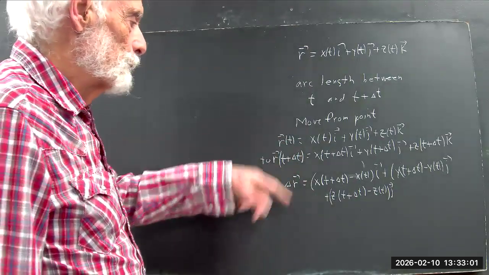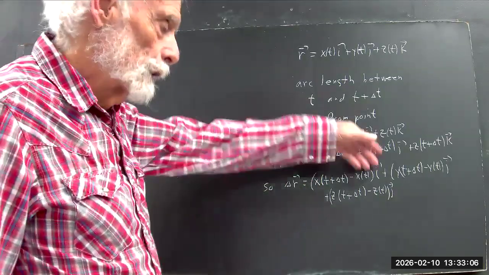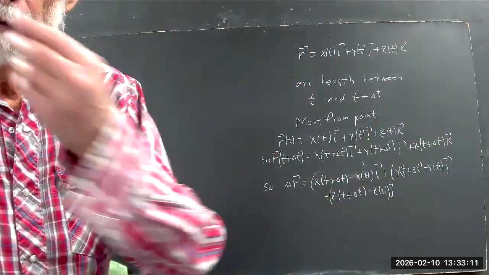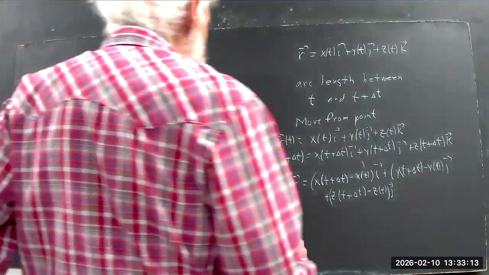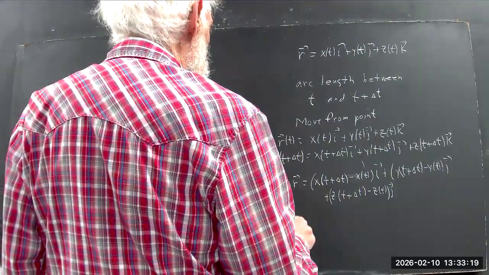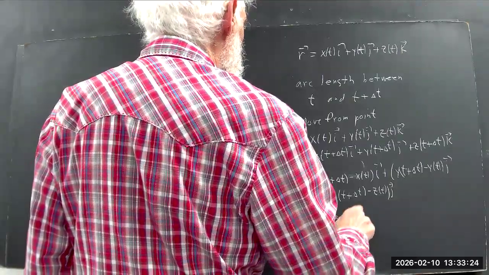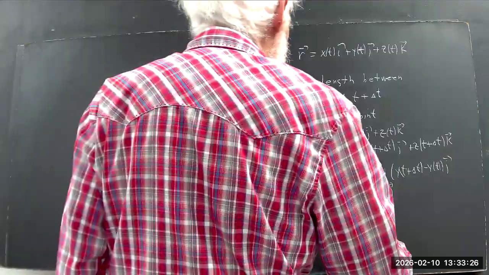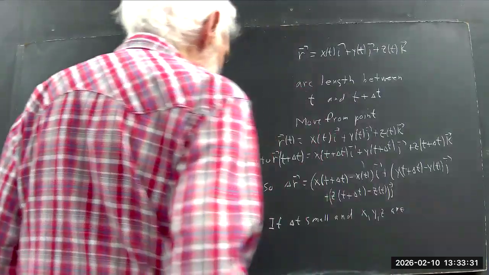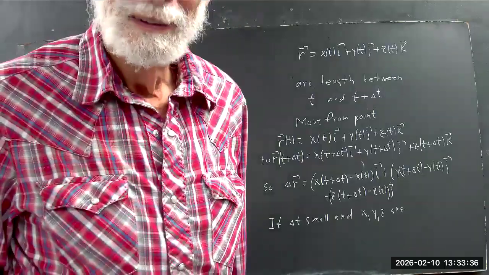Okay, so displacement here is just this minus this, right? You're going to get x of t plus delta t minus x of t times i, y of t plus delta t minus y of t times j, and so forth. Delta t small. x, y, z of t are continuous differentiable functions. Okay.